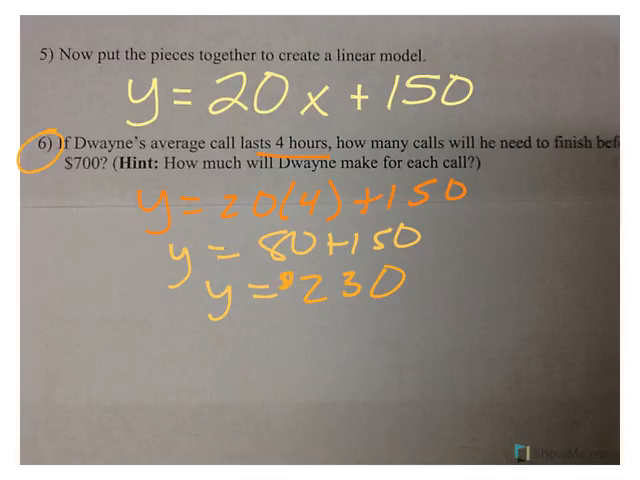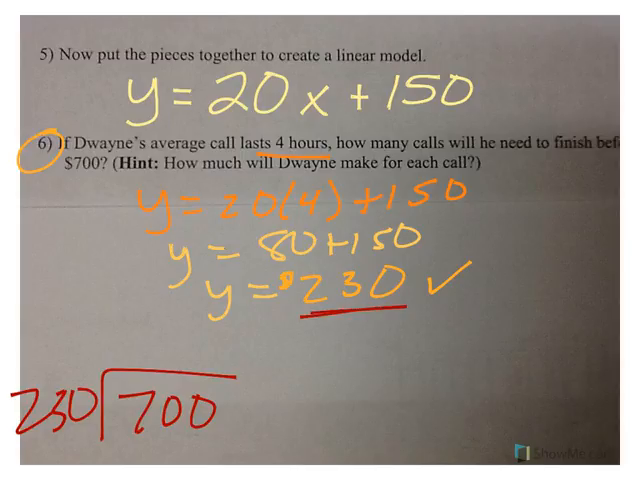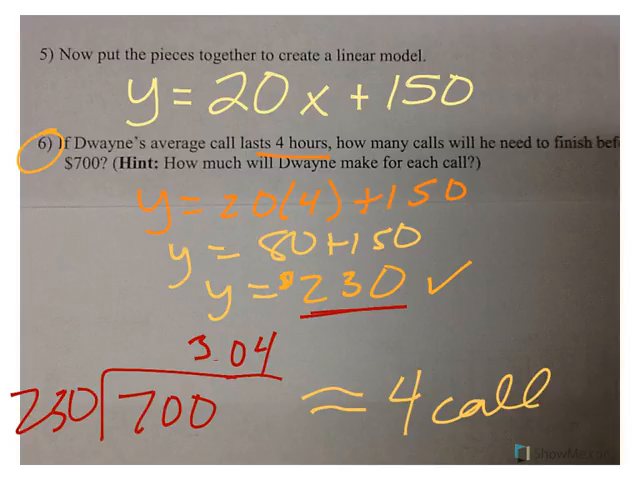So in number 6 here, if the average call is 4 hours, which costs the customer $230, how many calls will Dwayne need to finish to make $700? If his goal is $700, divide that by 230, because every 4-hour call is charging $230, and you're going to get about 3.04. If you just say 3 calls, he's short by $10. So if he needs $700 for something, you're going to round that up, and it's going to take him 4 calls to hit his $700 mark.